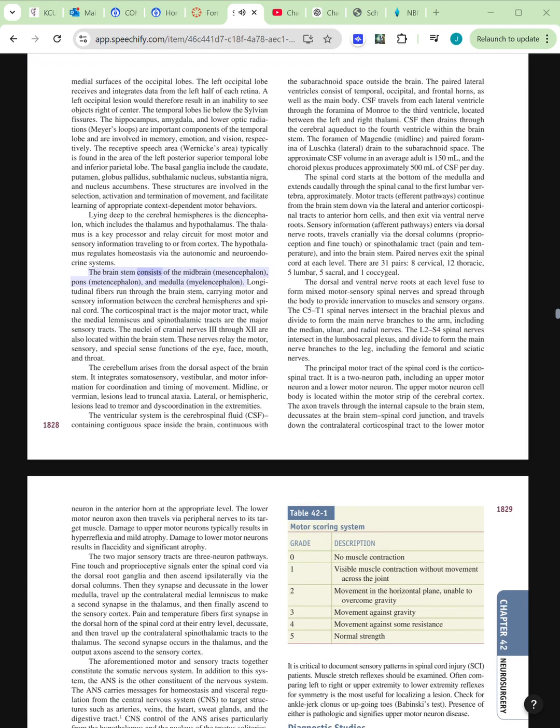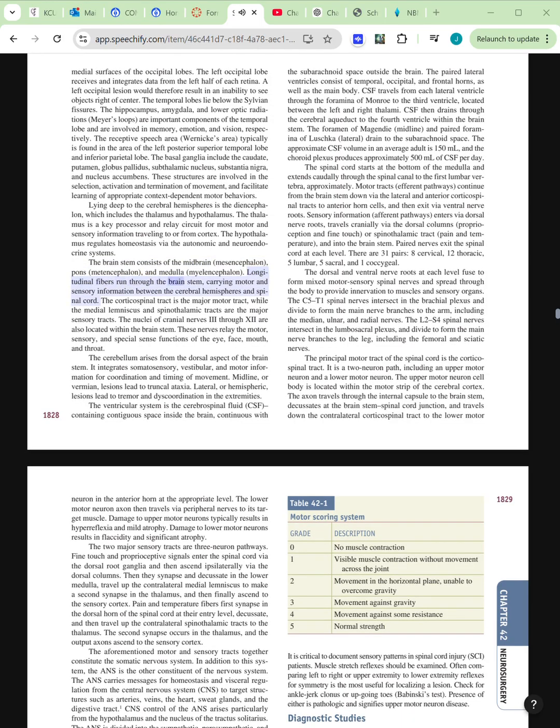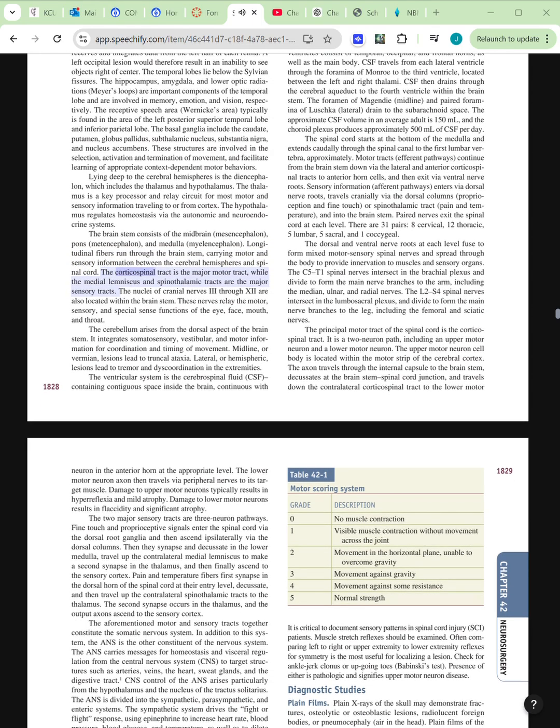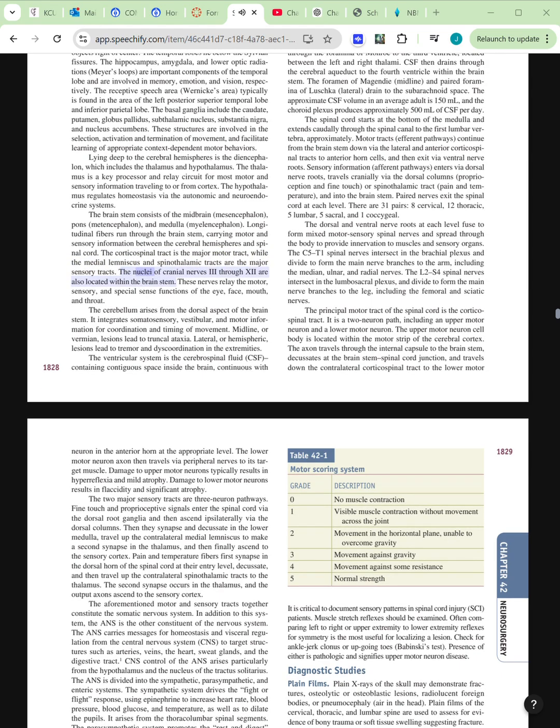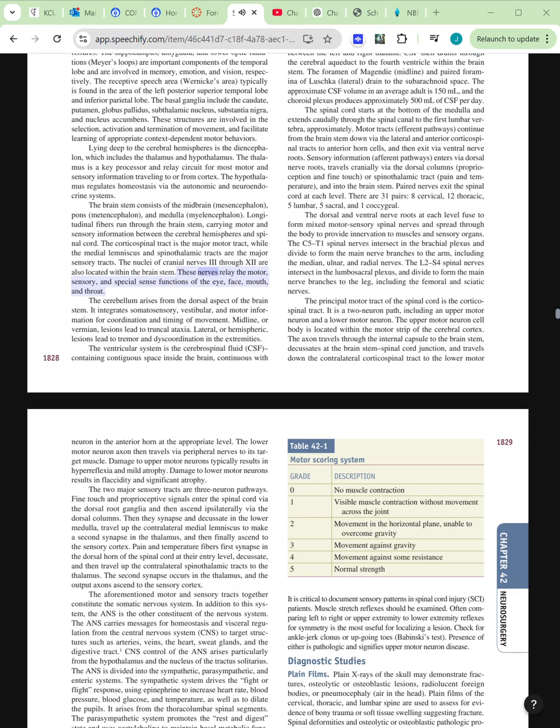The brainstem consists of the midbrain, pons, and medulla. Longitudinal fibers run through the brainstem, carrying motor and sensory information between the cerebral hemispheres and spinal cord. The corticospinal tract is the major motor tract, while the medial lemniscus and spinothalamic tracts are the major sensory tracts. The nuclei of cranial nerves 2 through 12 are also located within the brainstem. These nerves relay the motor, sensory, and special sense functions of the eye, face, mouth, and throat.